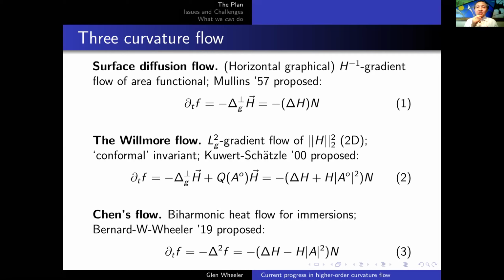I also have another question. Sometimes people discuss one-dimensional curves, and sometimes higher dimensions. Are there any big differences between one dimension and higher dimension?